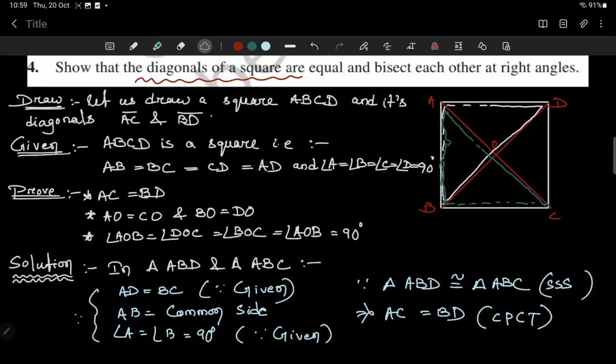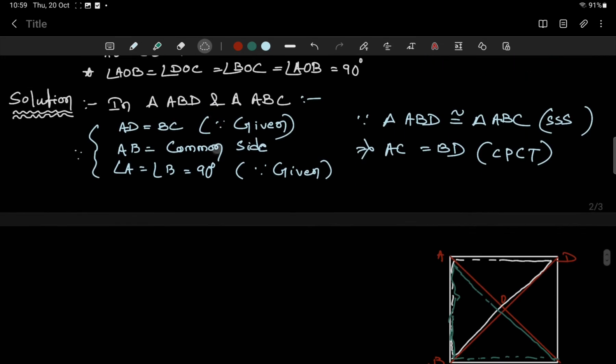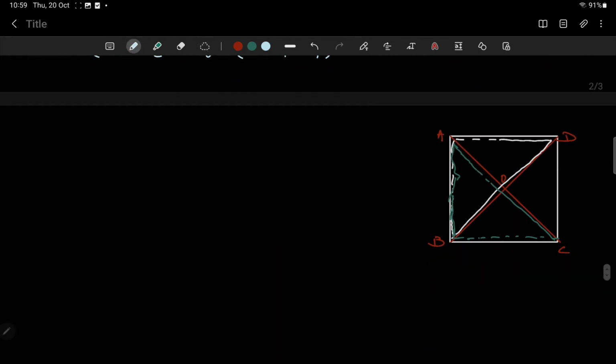We can prove it by making triangles AOD and BOC congruent. AOD and BOC. Okay, so in these two triangles, AOD and BOC, AD equals BC. Why? Because it is given.